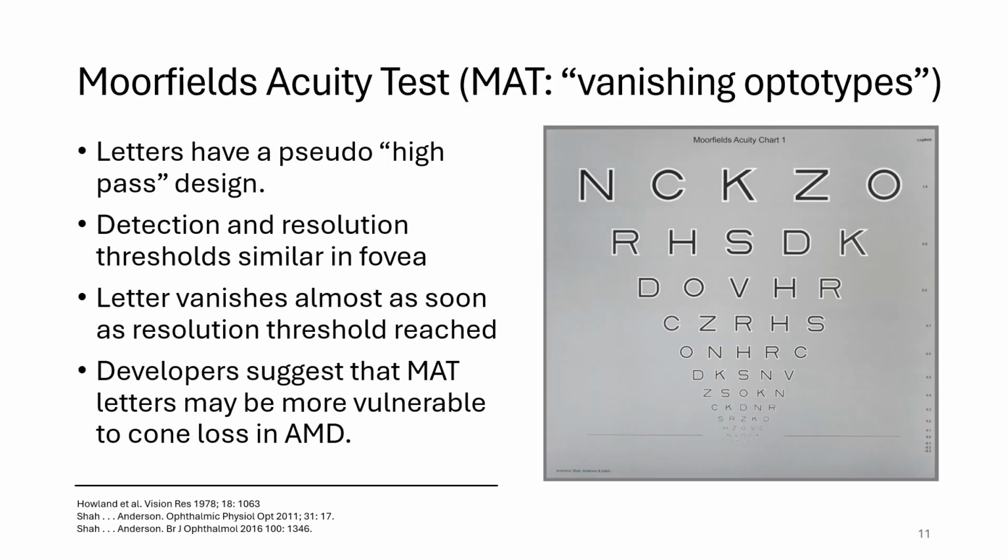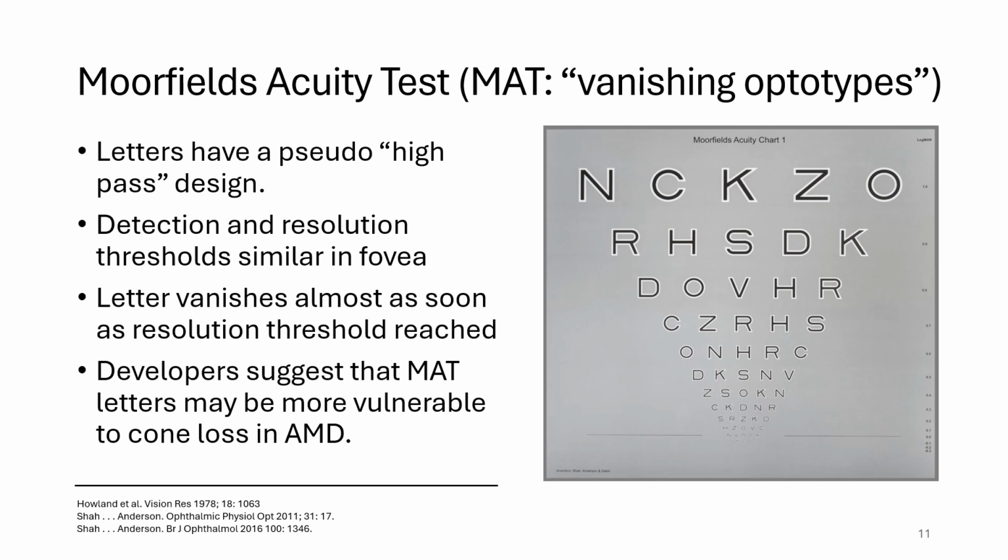The Moorfields Acuity Test, or MAT, was developed in the UK based on principles identified by Howland. It is also known as the vanishing optotype test. The letters have a pseudo-high-pass design. The vanishing optotype nickname is derived from the fact that detection and resolution thresholds are very similar in the fovea. What this means is that the letter vanishes almost as soon as the resolution threshold is reached.